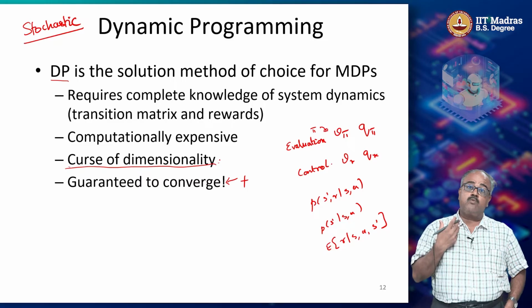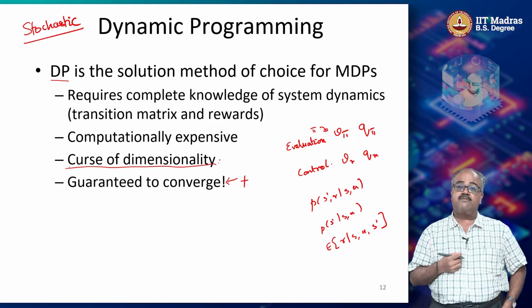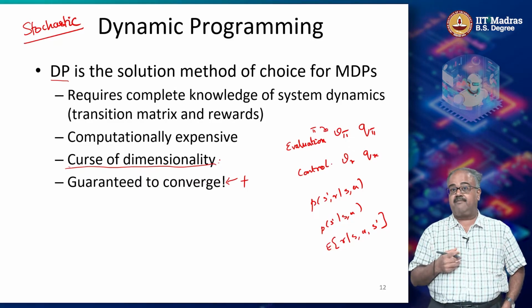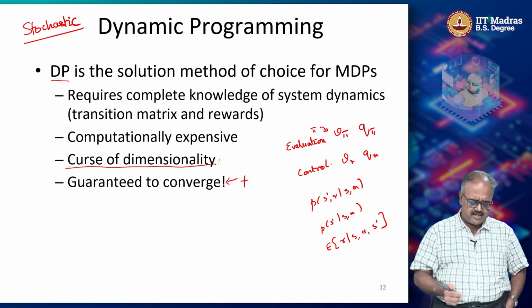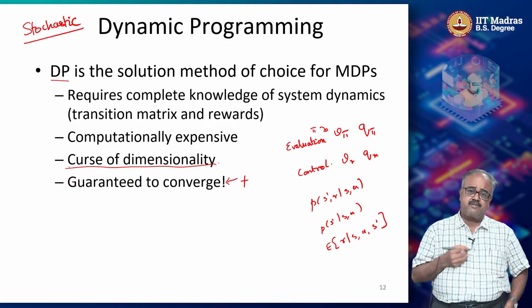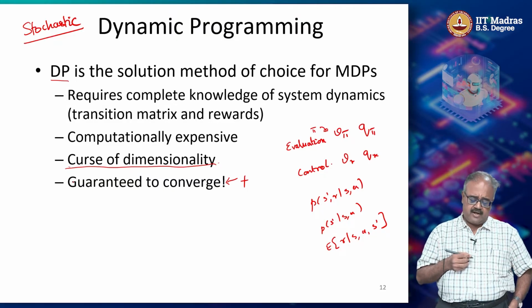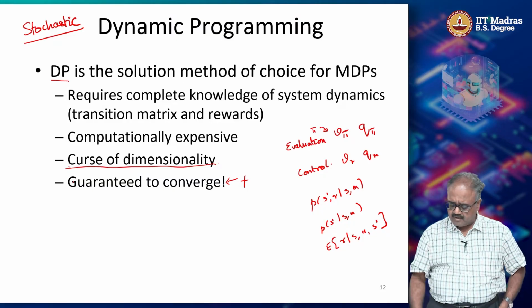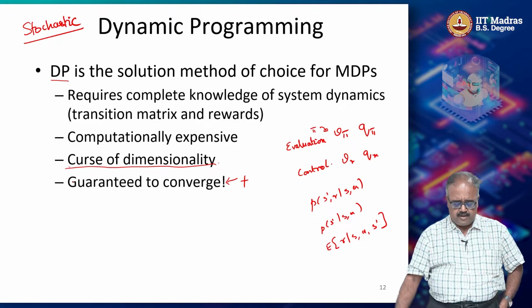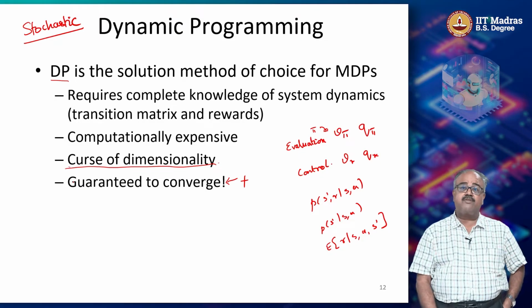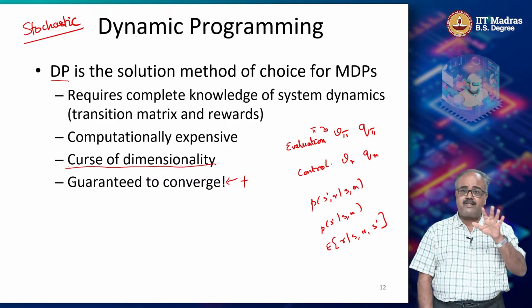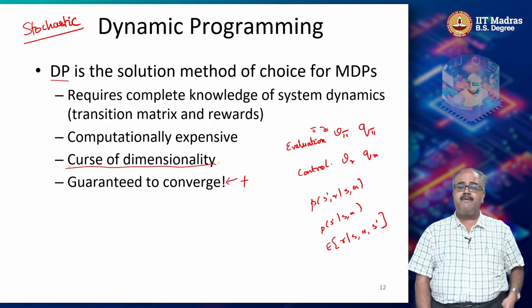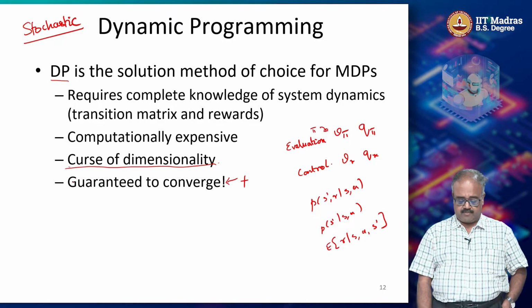And methods that work without a complete specification of the system dynamics scale much better, and we say that they don't suffer that much from the curse of dimensionality. So that's essentially what we mean by curse of dimensionality here. And that's sometimes mentioned as one of the drawbacks of using dynamic programming like approaches to solve MDPs. There are ways of getting around it, but fundamentally there is a problem that we have to think about.